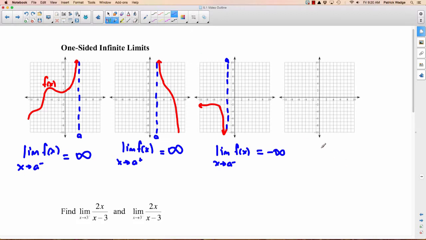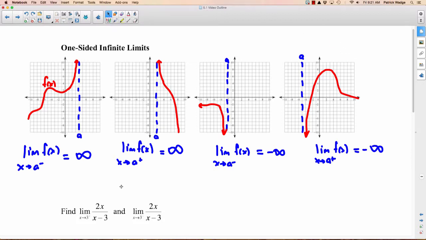And of course, the final one, hopefully you can figure it out for yourself, would be the limit of f of x as x approaches a from the right-hand side, again equals negative infinity. So let's draw our asymptote here. This is my a. That's what the asymptote is. I'm approaching it from the right-hand side, and it's going down towards negative infinity, so it should be going something like that. Rest of it doesn't matter. Okay, those are your 4 possibilities for one-sided infinite limits.